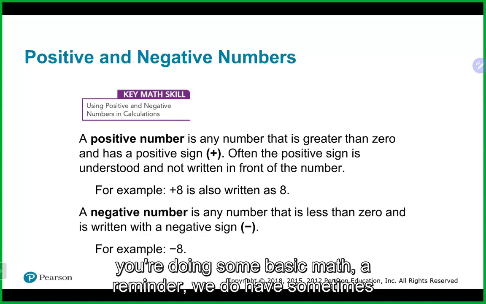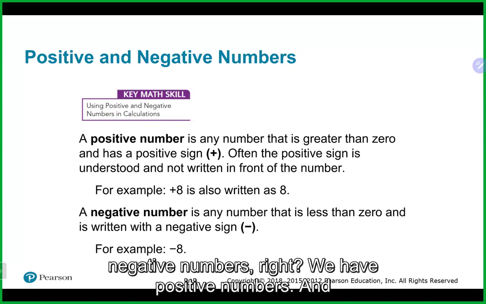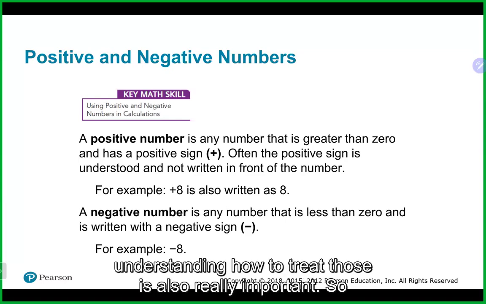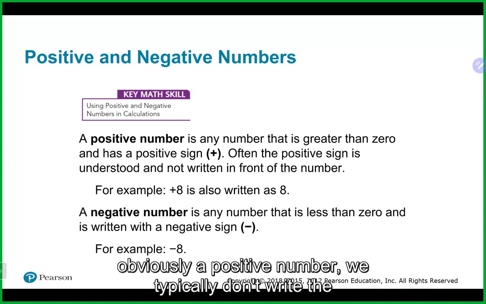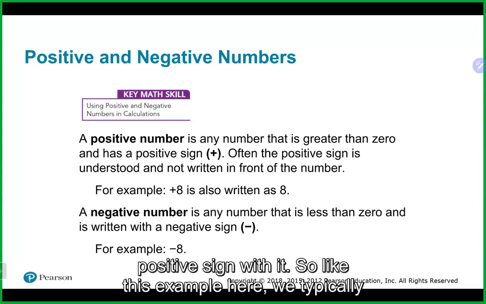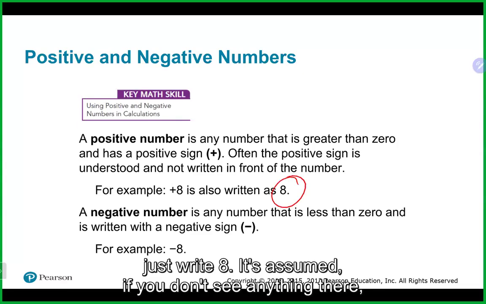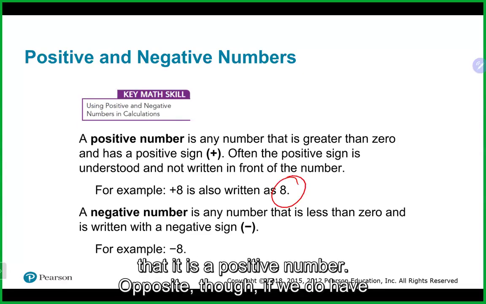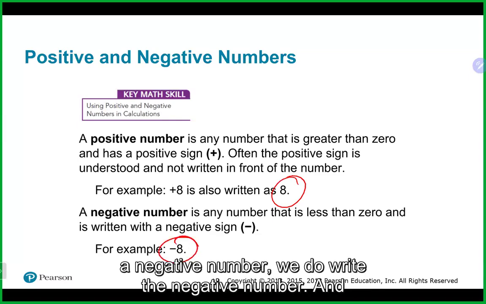Also, when you're doing some basic math, a reminder, we sometimes have negative numbers, right? We have positive numbers, and understanding how to treat those is also really important. So obviously, for a positive number, we typically don't write the positive sign with it. Like in this example here, we typically just write 8. It's assumed, if you don't see anything there, that it is a positive number. Opposite though, if we do have a negative number, we do write the negative sign.